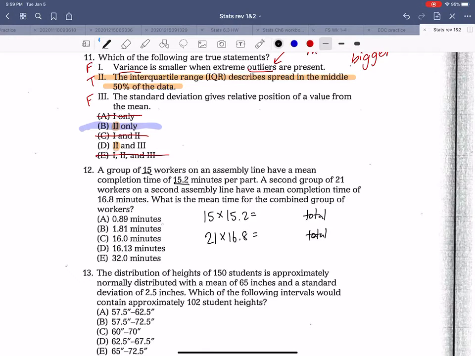Okay, now we got to be careful here. We can't just average these two numbers together. That's not going to work. It's kind of like a weighted average. I got to find my total time here, right? So 15 times 15.2 is 228. 21 times 16.8 is 352.